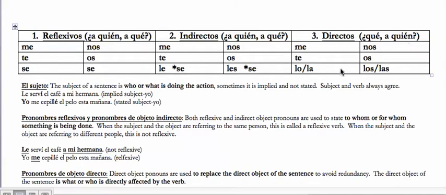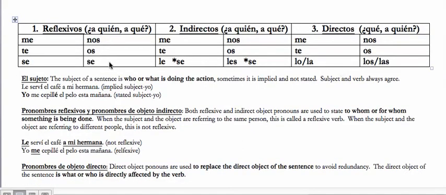What or who. Okay? And if you look at this carefully, really the only ones that are going to change are this bottom rung here for the third person. So when it's a direct object pronoun, we have lo, la, los, las. And when it's indirect, we have le and les.